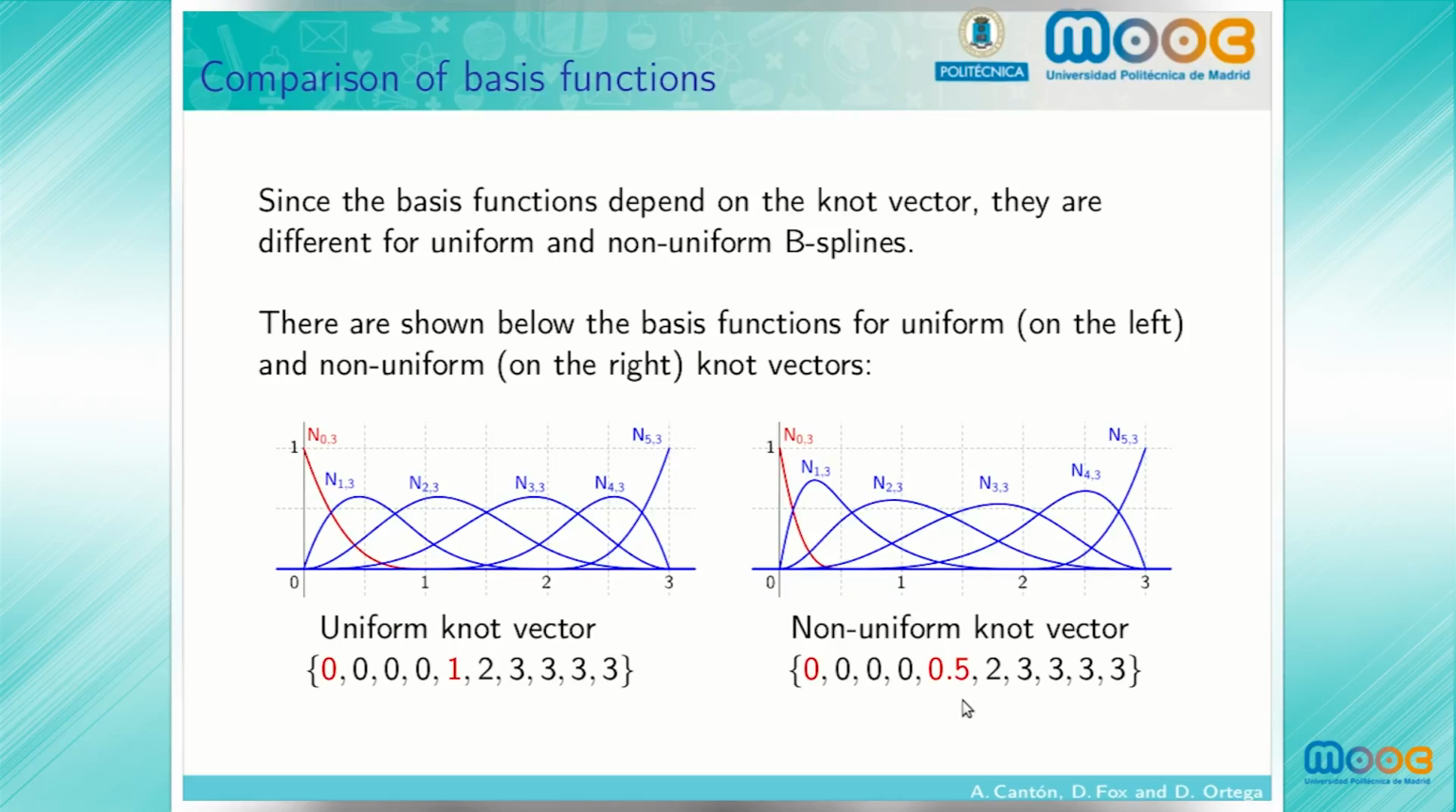We can see that the first basis function of the uniform node vector is supported in the interval 0, 1, whereas the first basis function of the non-uniform node vector is supported in the interval 0, 0.5. The second basis functions are also different. We can see that the shape is very different, although they are both supported in the interval 0, 2. This is because 1 and 0.5 both belong to the interval 0, 2, and this affects the shape of these curves. The third, fourth, and fifth basis functions are also different, and only the last basis functions are equal.